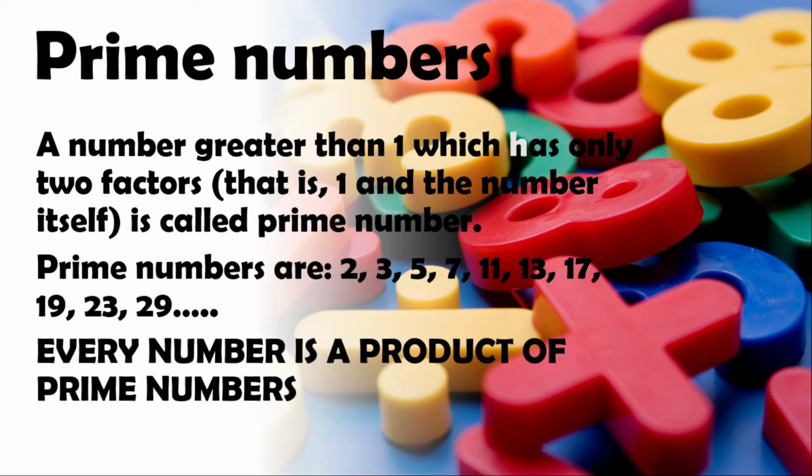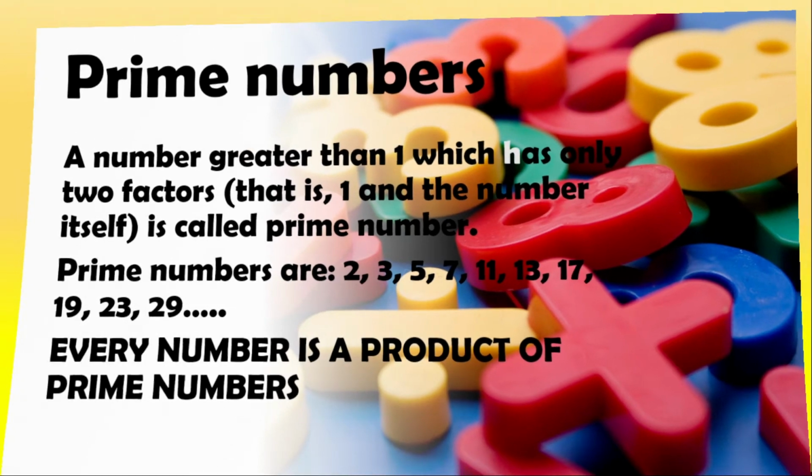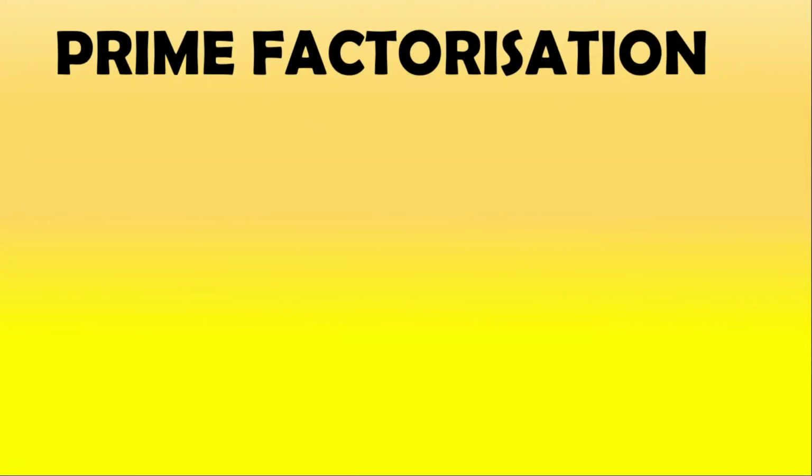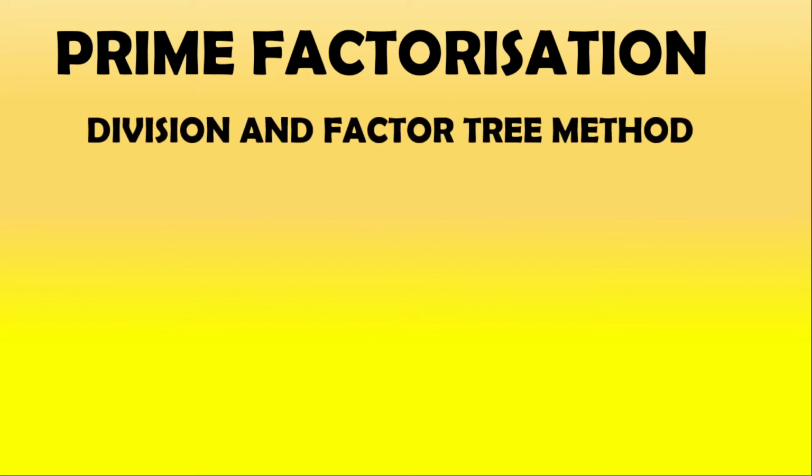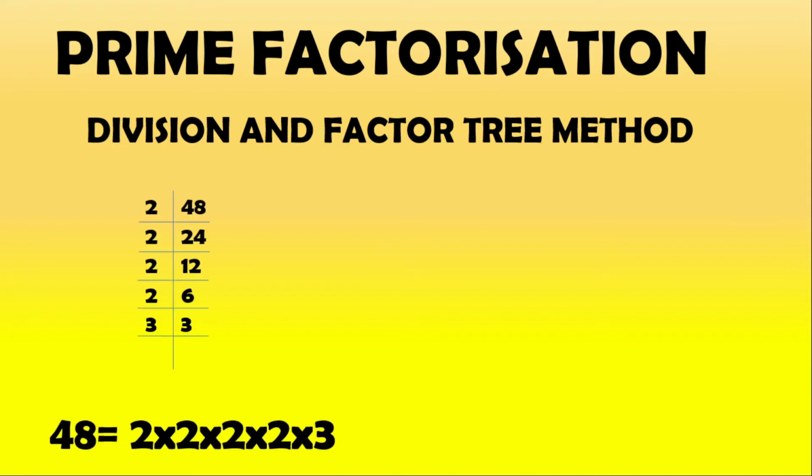And there's another important thing: every number is a product of prime numbers. Let's study prime factorization. We have studied prime numbers, and remember something: prime factorization can only be done with prime numbers. There are commonly two methods of prime factorization: the division method and the factor tree method. Let us study the division method first.